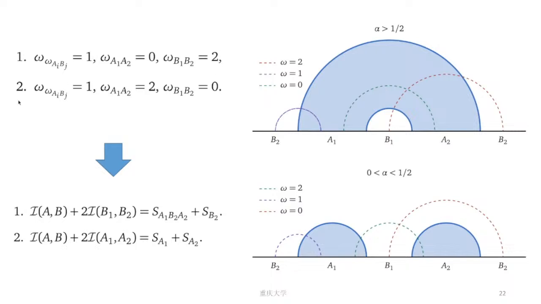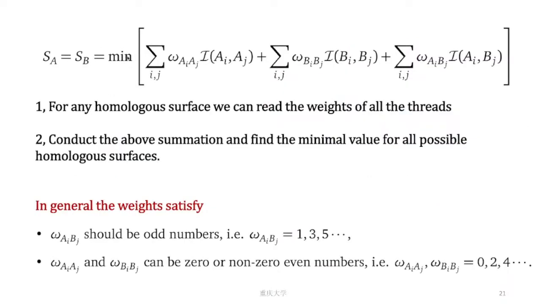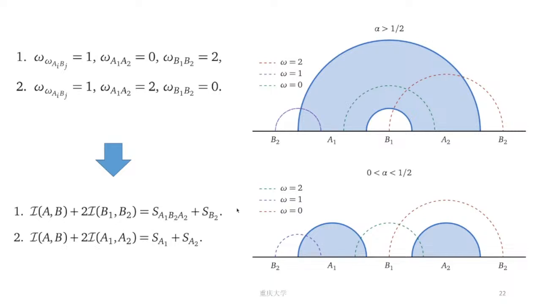Actually, these two different choices are exactly the connected phase and the disconnected phase, which give you the entanglement entropy in this way. And according to our definition, we should minimize the summation, so you should choose the one that gives a smaller entanglement entropy, which is exactly the phase transition of the RT surface.